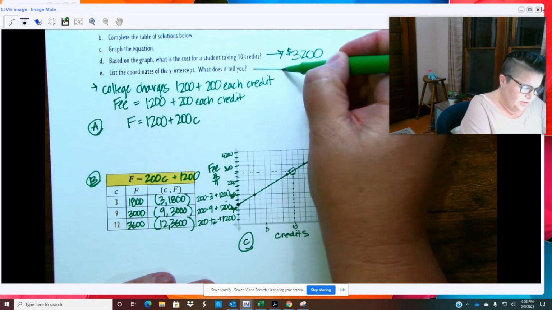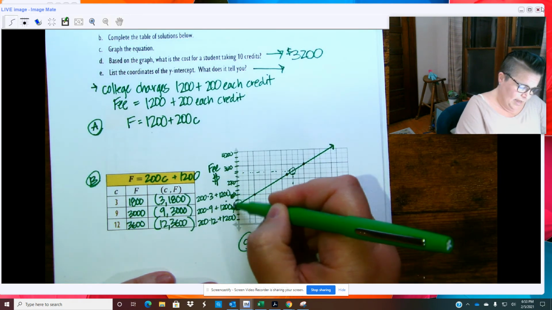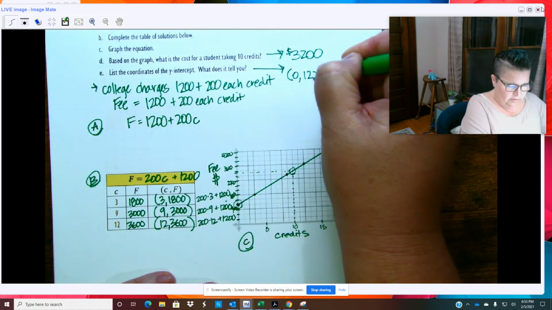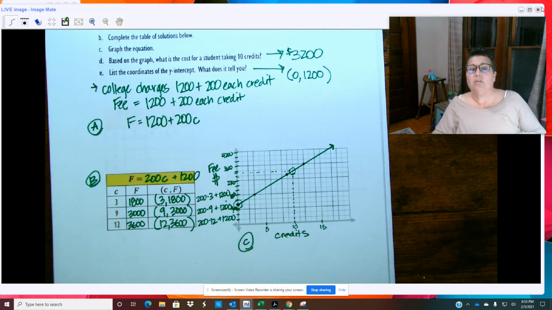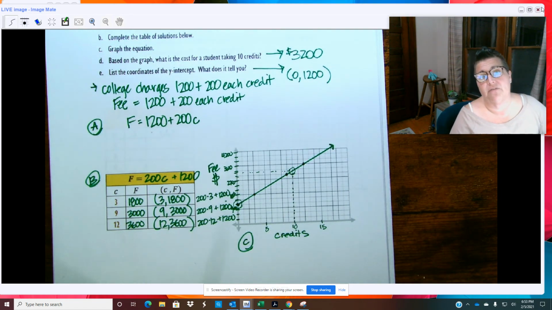Okay. What are the coordinates of the y-intercept? The y-intercept is where we cross the y-axis. That's right there. So that's going to be 0, 1,200. What does that tell you? That tells me if somebody enrolls in college, but they don't take any credits, they still owe $1,200. Now, that might not be the actual reality of it, but that's what the y-axis tells us here. That if they take 0 credits, they still owe $1,200 in fees.